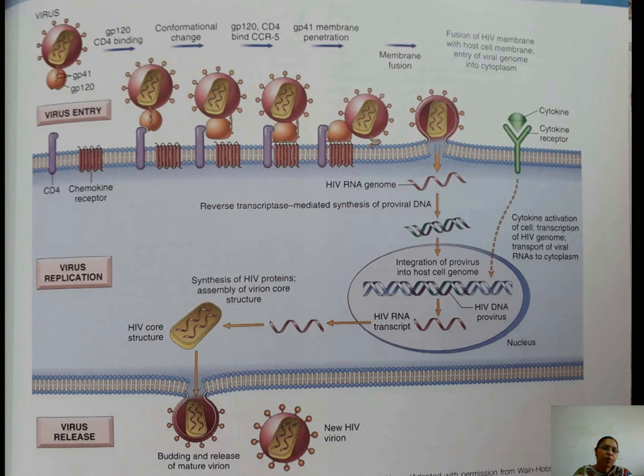CCR5 is M-tropic, meaning they bind with the monocyte macrophages, and they are the common type. Then the other is CXCR4, which binds with the T cells, and they are called T-tropic. Now there are both M-tropic and T-tropic types, which are CCR5 and CXCR4.